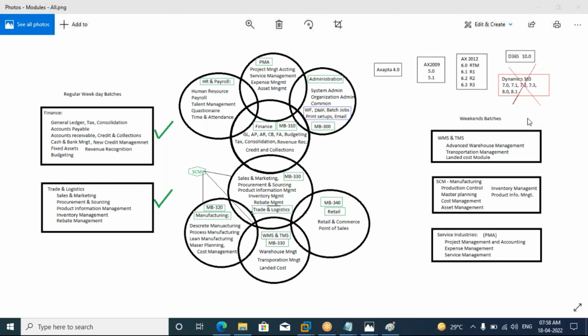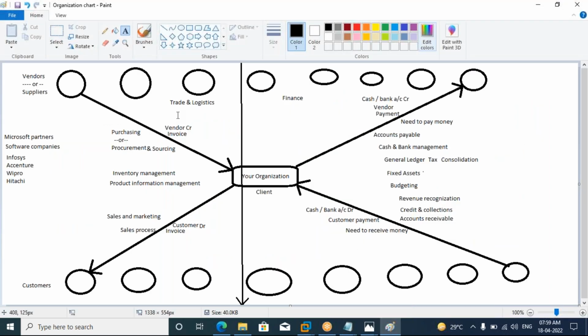Inventory module is not in finance. It is in T&L. So this is trade and logistics. Okay, it is the inventory module. Inventory management is trade and logistics, in the 6 to 7 session. And finance is this one.